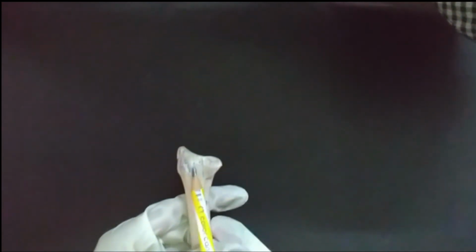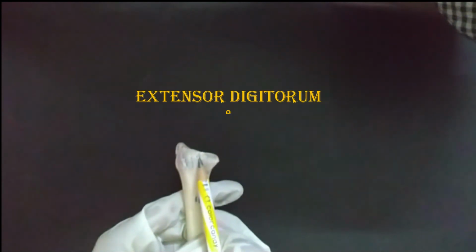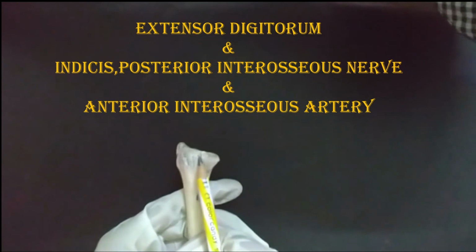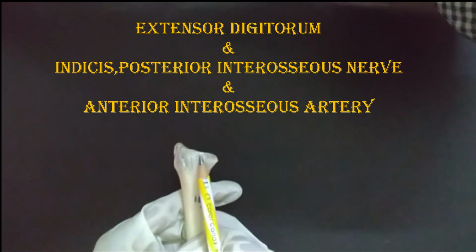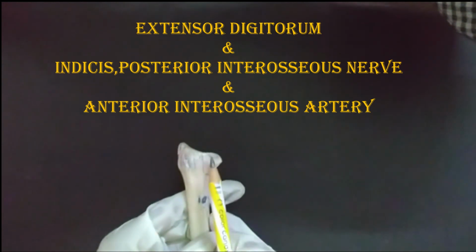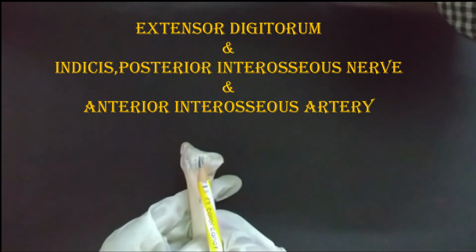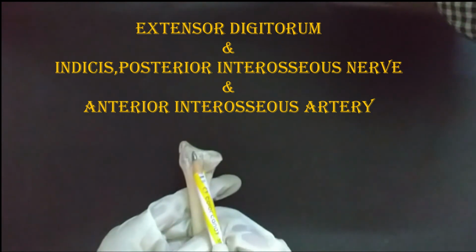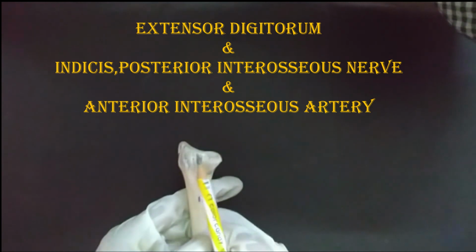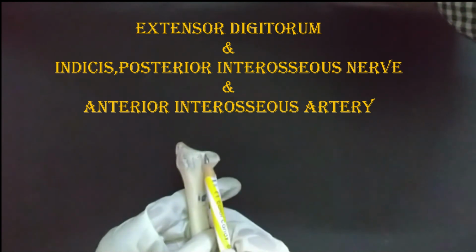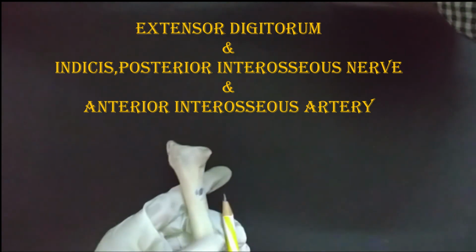Now the fourth group is in the medial aspect. Here you will get the tendons of the extensor digitorum, extensor indicis, the posterior interosseous nerve and the anterior interosseous artery. Okay, one nerve and one artery. These are the attachments of the four groups.